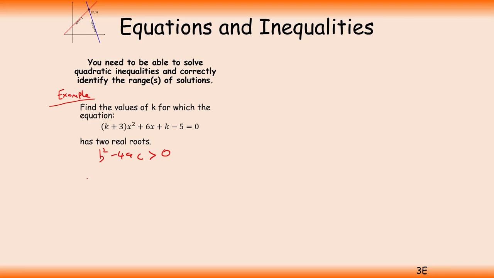So in this case, a is equal to k plus 3, b is equal to 6, and c is equal to k minus 5. So we plug them into the b squared minus 4ac greater than 0, and we solve it to find a range of values for which k solves the equation. So if we do it over here, my b squared minus 4ac is greater than 0.